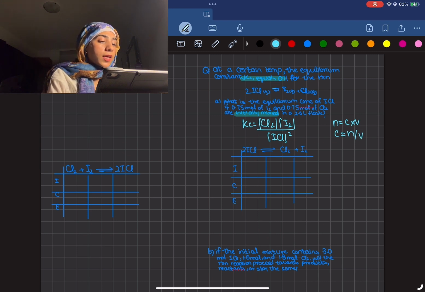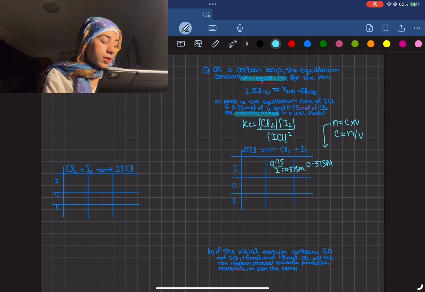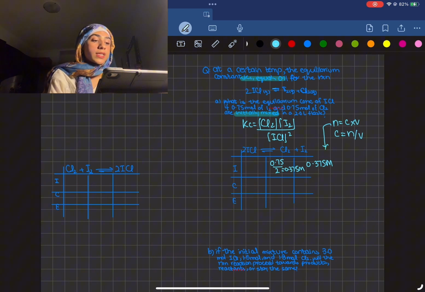Now if I read through the data I'm provided with, it says that 0.75 mole of I2 and 0.75 mole of chlorine are initially mixed in a 2-liter flask. So that means that I have Cl2 and I2. So this would be 0.75 divided by 2, which gives me 0.375 molar, and same goes for I2 over here using this formula. And then because initially I have I2 and Cl2 present, ICl would be 0 because it's the start of the reaction and I don't have any of my ICl present.